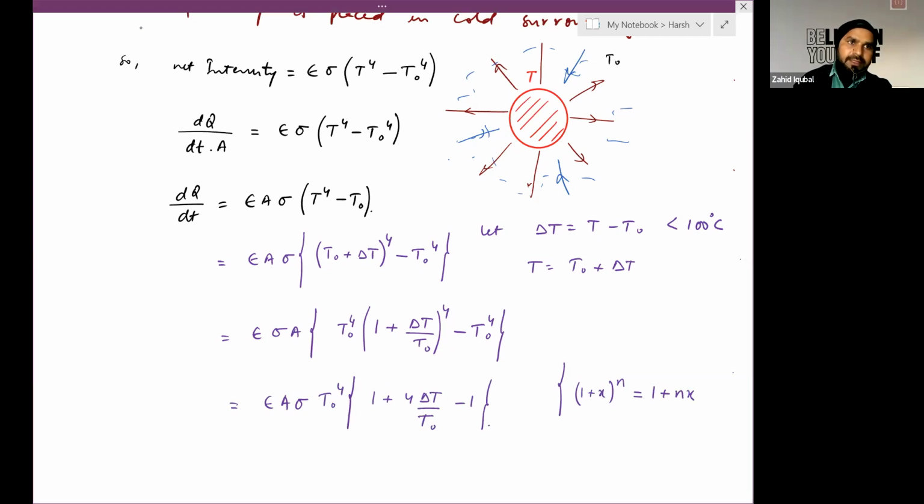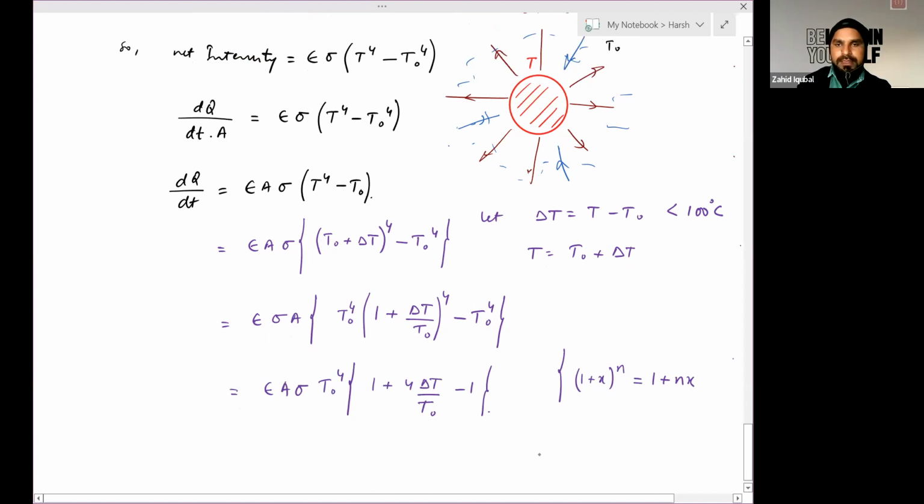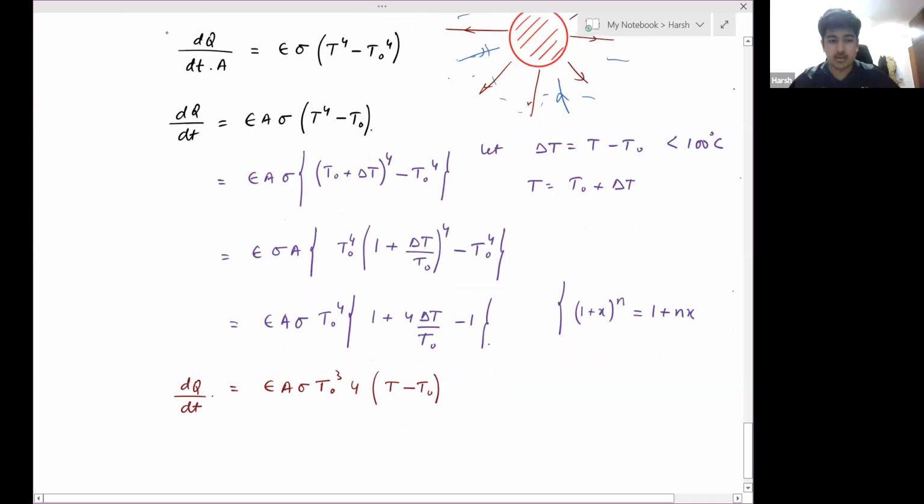Now on further simplifying, 1 and 1 will cancel out. Delta T may be written as T minus T naught. So you will get epsilon A sigma T naught to the power 4. Since we have T naught in the denominator also, these two terms will get cancelled out, times 4 delta T, that is T minus T naught, is equal to dQ by dt. Is it clear? Yes, sir.